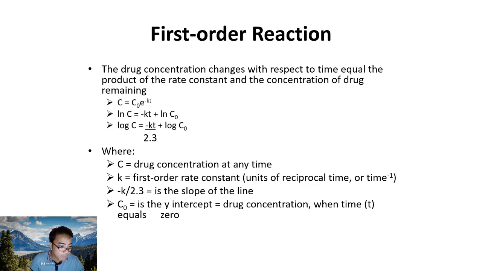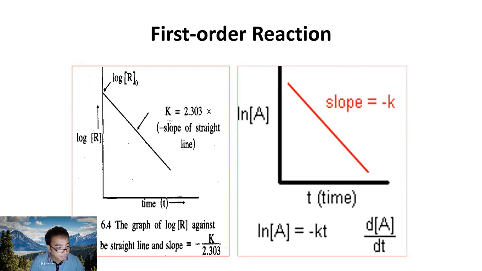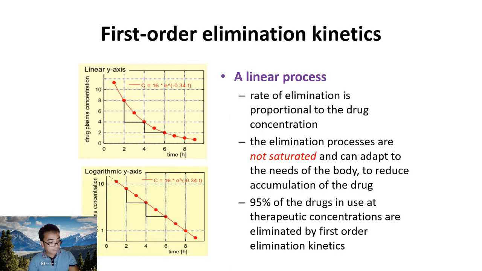And this is the equation, class, for first order reaction. We've already derived this one. We said this is the final, simplified equation. A first order process, class, will always appear as a straight line if plotted on semi-log graphing paper. So first order elimination is a linear process. The rate of elimination is proportional to the drug concentration, and the elimination process is not saturated. But take note, all drugs will still undergo saturation, as long as they reach their saturation point.